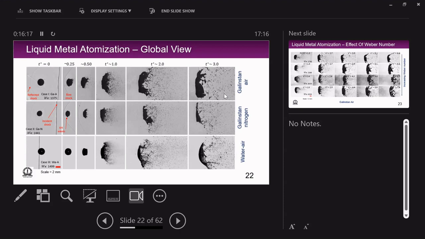Now what you see is that when you are doing it with Galinstan in air, you have this flaky type of thing coming out. That is because you form an oxide shell, and it comes out like when you burst a balloon, for example. When you do it in nitrogen, that is largely suppressed, and you get these fine misty droplets once again, and not the flakes. Now, if you compare this with water, you will see that there are a lot of similarities in atomization. The only thing is that the time scales and other things could be a little off because of that.